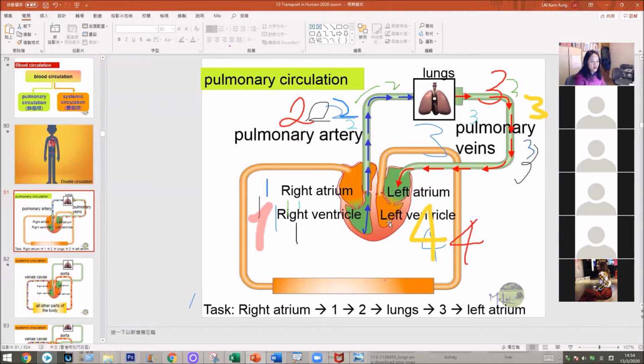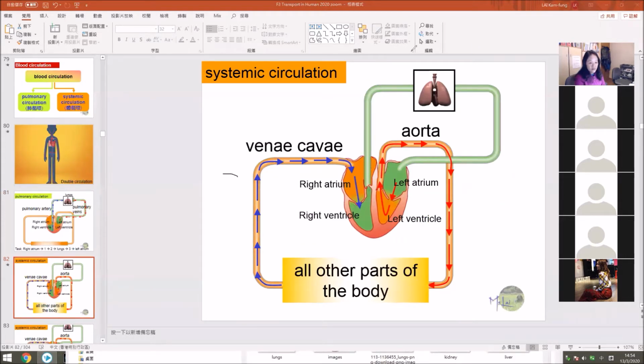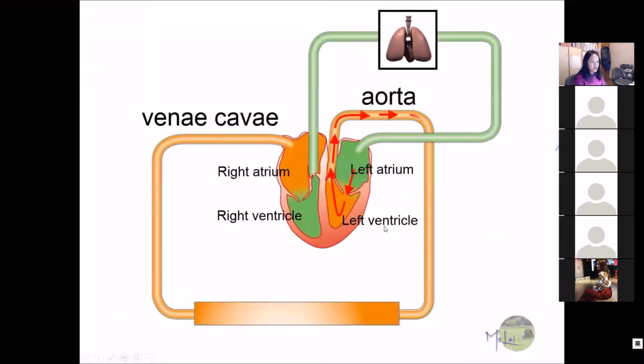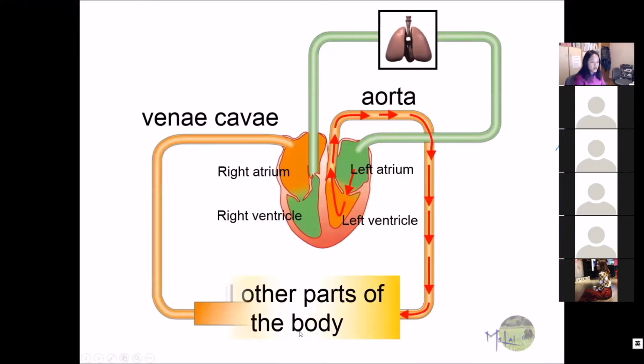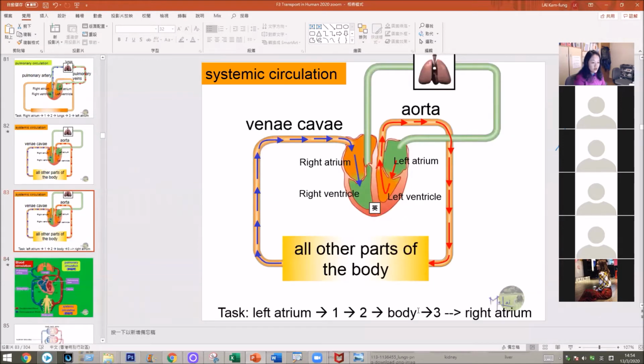Okay, you need to memorize the name. And then the other one is the systemic circulation. So for the systemic circulation, blood is pumped out of the heart, and then moves to all other parts of our bodies, and then back to the heart, which carries all the body waste, such as carbon dioxide, back to the heart. So you try to complete the flow chart. Try to identify number 1, 2, and 3.